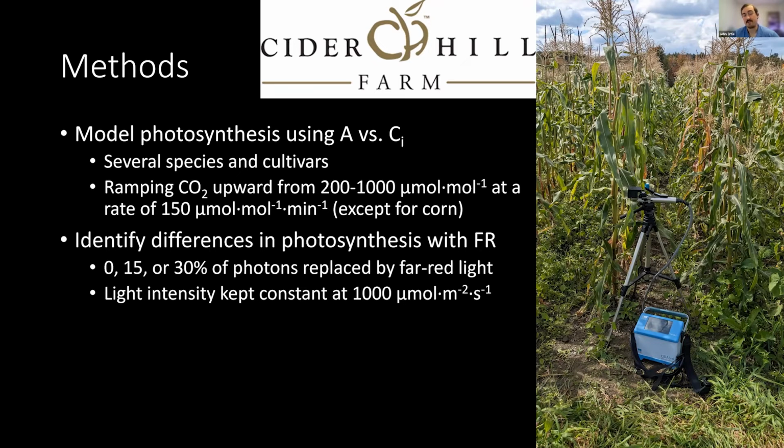So while the total light intensity was 1,000 micromoles, at 15% far red, we would only provide 850 micromoles of photosynthetically active radiation and then 150 micromoles of far red. The spectrum of the photosynthetically active radiation was 1 to 1 to 1, blue to green to red, which is a pretty broad spectrum white, kind of modeling what sunlight puts out. And this was our approach. So we ran 3 different A/Ci curves per cultivar or per species at 0, 15, and 30% of the far red.